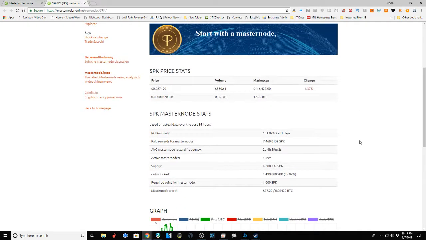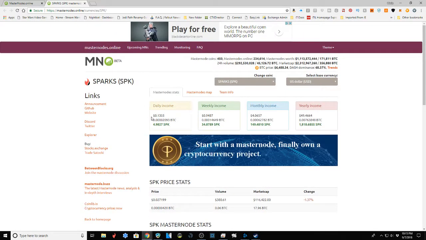If you are in a Masternode and you're serious about it, maintaining a value in the coin is definitely in your interest, because if the coin loses all value, it doesn't matter how much you have, you won't make anything. But Sparks is a good example because it does have some value.